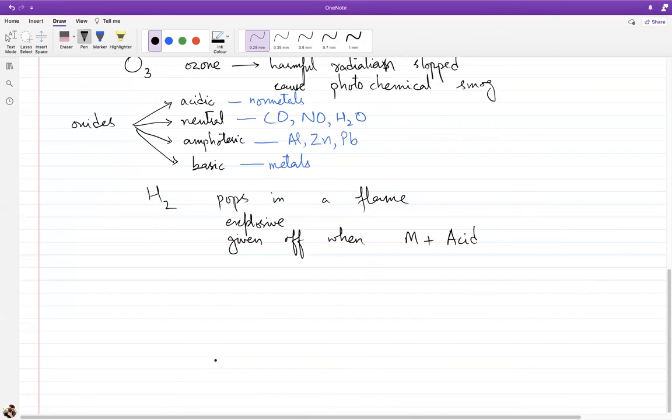Now, the last and very important point for today is the displacement reactions of group 7.